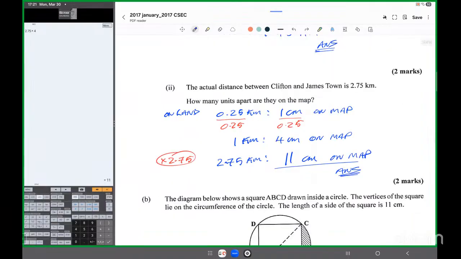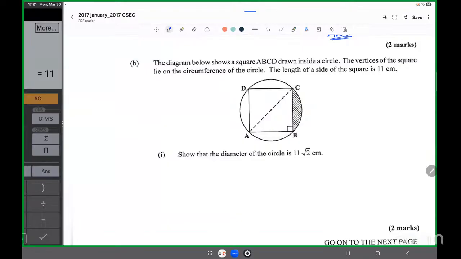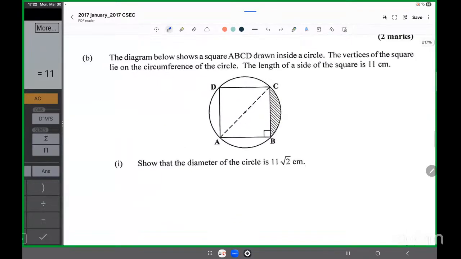Our next question is a circle measures question. It's circles, length of arc, area of circle, area of sector. This one said the diagram below shows a square ABCD drawn inside a circle. The vertices of the square lie on the circumference. All right, so this is a square, so you know that all 4 sides are equal, and the angles are all 90 degrees.